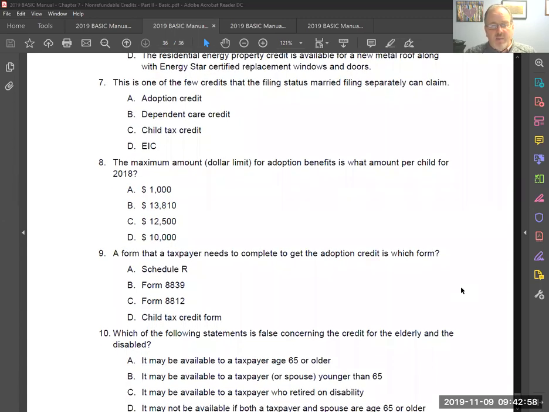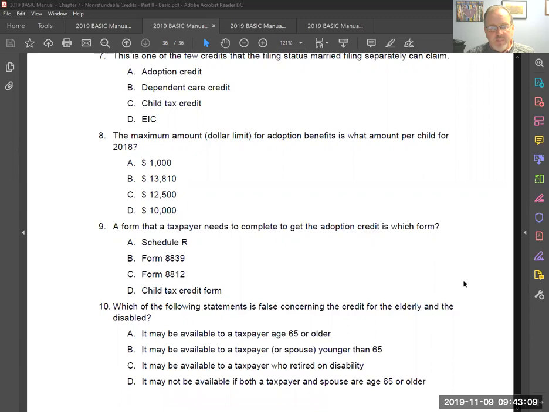Number 9, a form that a taxpayer needs to complete to get the adoption credit, that is Form 8839, okay? Kind of buried a little bit, but we can find that very easily in there too, okay?